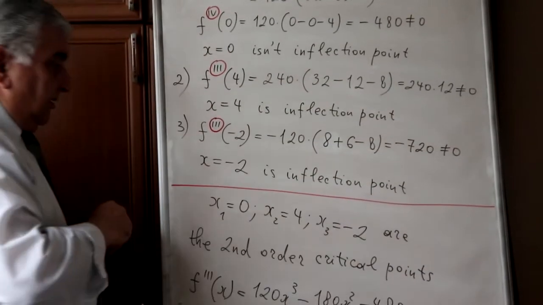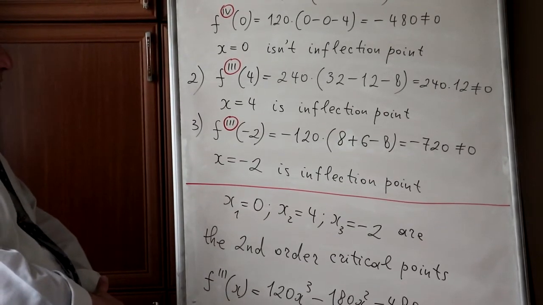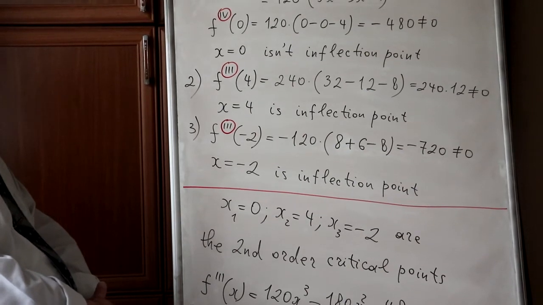Thus our function has two inflection points, 4 and minus 2, but x equals 0 isn't an inflection point.